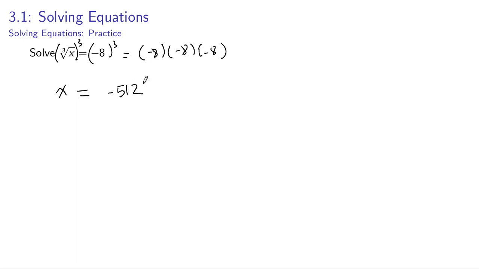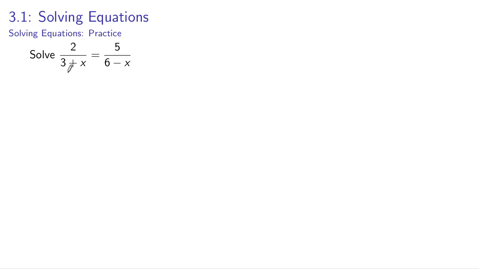Now, we can go back and check. The cube root of minus 512 is minus 8. So we have an answer that's correct. But raising to an odd power is an equivalent operation. We don't actually need to check. If it's an even power, it's not. Odd power it is.